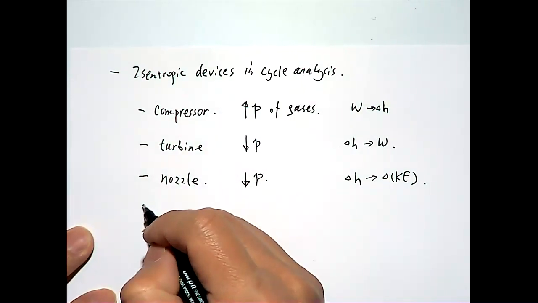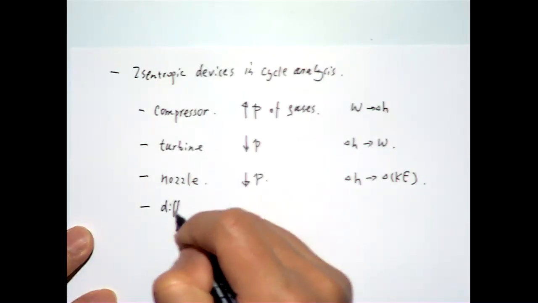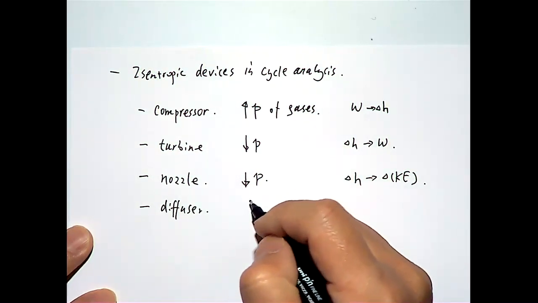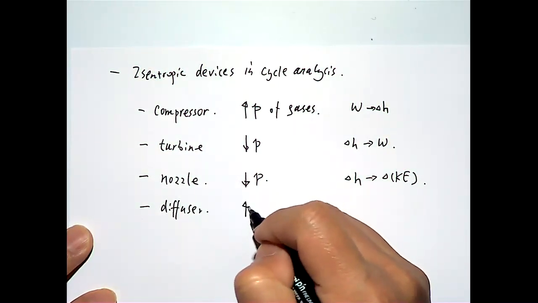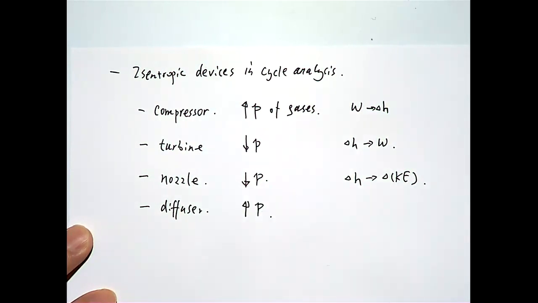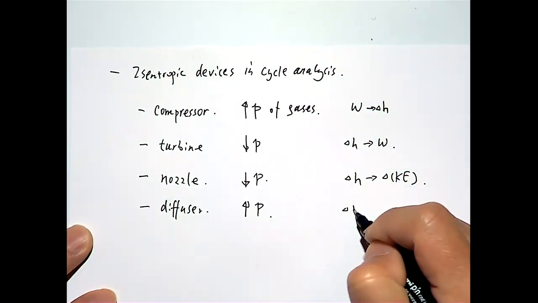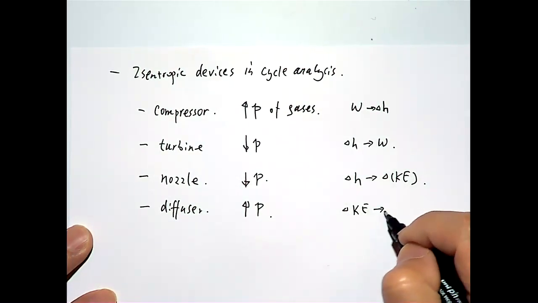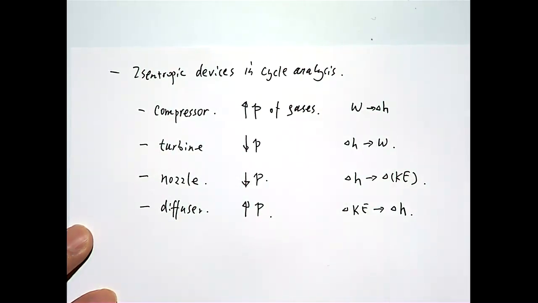And the opposite of it is called the diffuser. The diffuser is something which raises the pressure. There you have kinetic energy coming in, high velocity gas coming in, and converted to enthalpy.